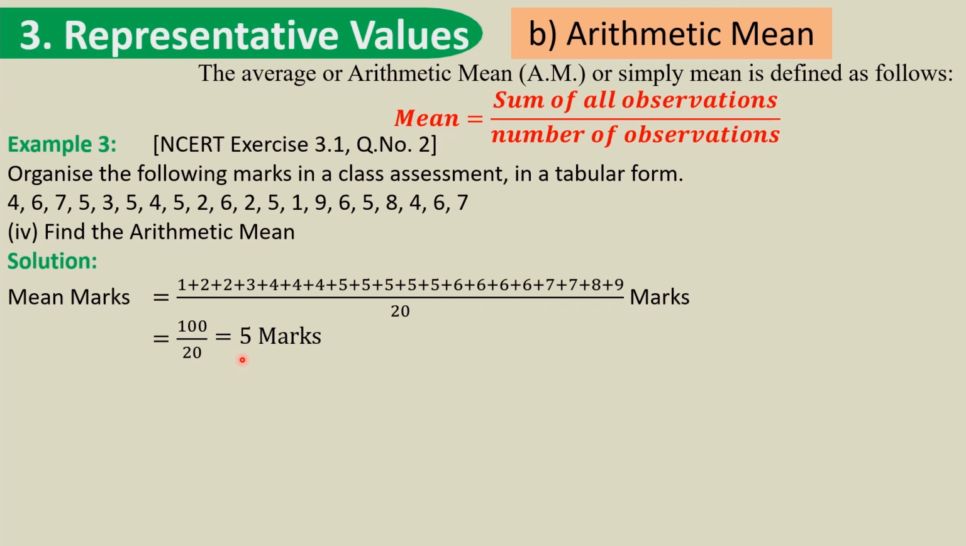Suppose the exam is conducted out of 10 marks, then 5 marks is just 50 percent. So this is the purpose of finding the arithmetic mean of a particular data, which tells the overall performance, and it is also called a central tendency value.